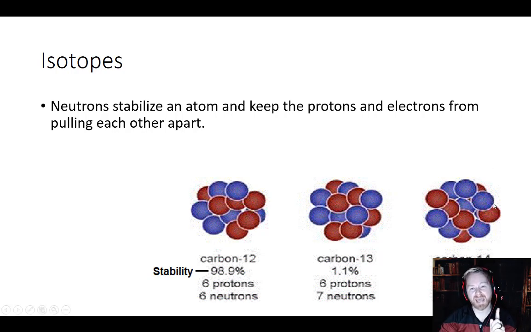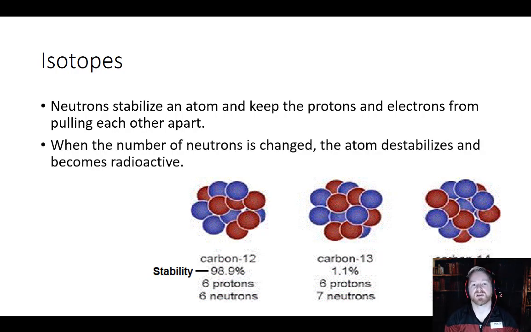But let's add one more neutron. So now it's 6 protons, 7 neutrons. So this is going to be carbon 13. It jumps down in stability to 1.1%. It starts becoming unstable. That's not good. We can add one more neutron to it. Now we have carbon 14. That really messes with the stability of the atom, and it has less than a 0.1% stability rating, which means it's vibrating now. It's going out of control. We've started messing up how the protons and electrons interact, and it starts becoming unstable.